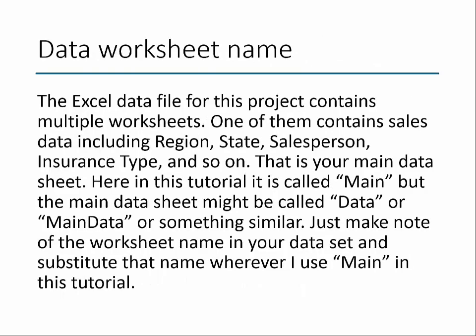The Excel data file for this project contains multiple worksheets. One of them contains sales data including region, state, salesperson, insurance type, and so on. This is your main data sheet. Here in this tutorial, it is called main, but the main data sheet might be called data or main data or something similar. Just make a note of the worksheet name of your data set and substitute that name wherever I use main in this tutorial.